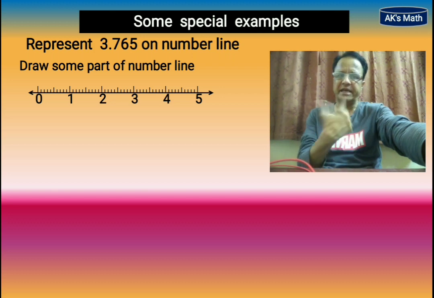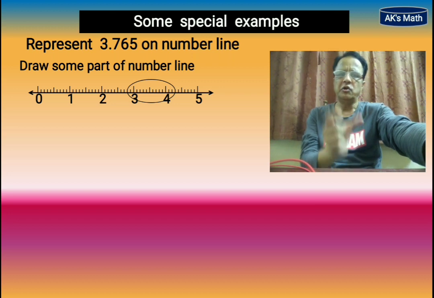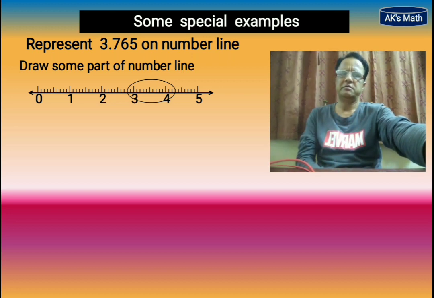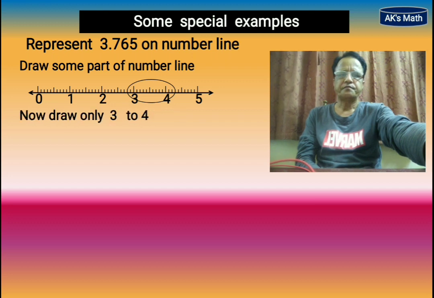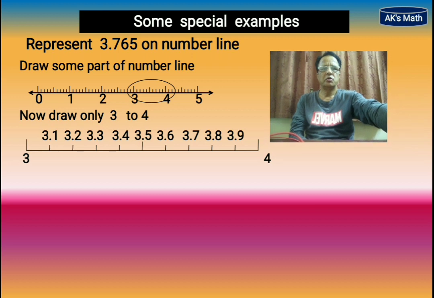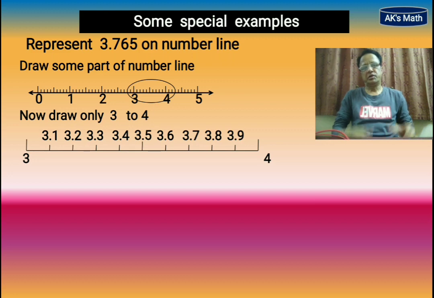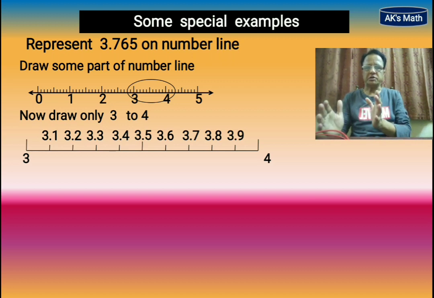Because our number is in between 3 and 4, so in between these two our number is there. So now draw only that much part. 3 to 4. Look at this one. This is 3 to 4. So I have to move my image somewhere according to the situation. Look at this one now. 3 to 4 only. 10 parts are there. We know that. 3.1, 3.2, 3.3. In this way, we have to make the 10 parts of the 3 to 4 unit.